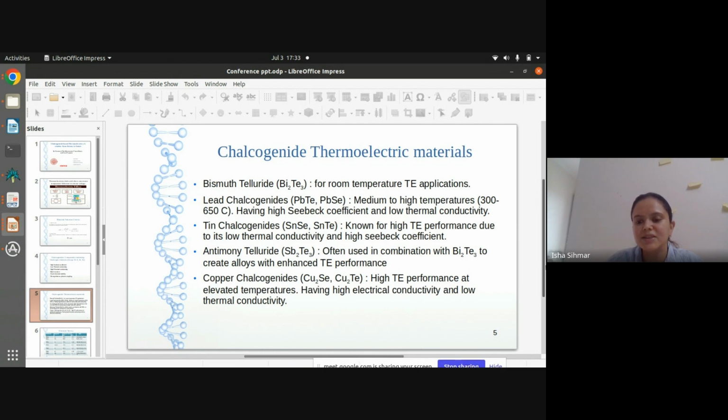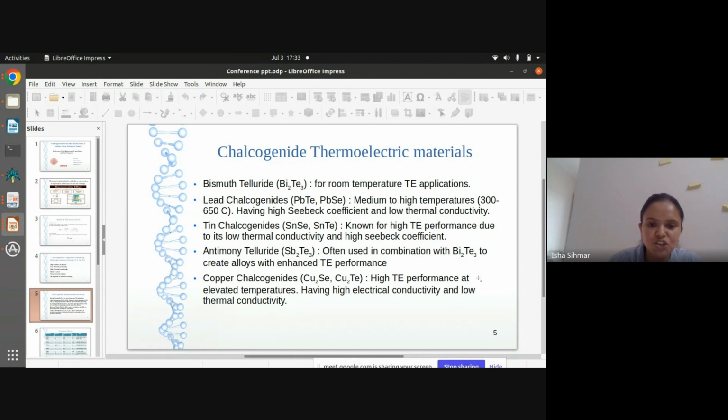PbSe, lead selenide, is referred to as the sister material of PbTe. It is used for thermoelectric applications in the mid-temperature range. This PbSe offers a good balance of electrical and thermal conductivity.